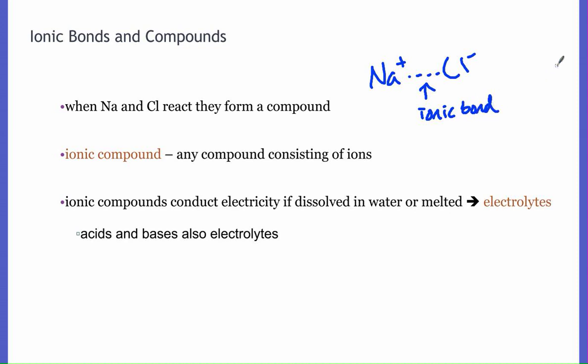So now I have this ionic compound that has this attraction between the positively and negatively charged ions. And ionic compounds, as it says below, we know they're charged particles, and one of the unique things about those charged particles is they're going to conduct electricity in two different situations: if they're dissolved in water and/or if they're melted.